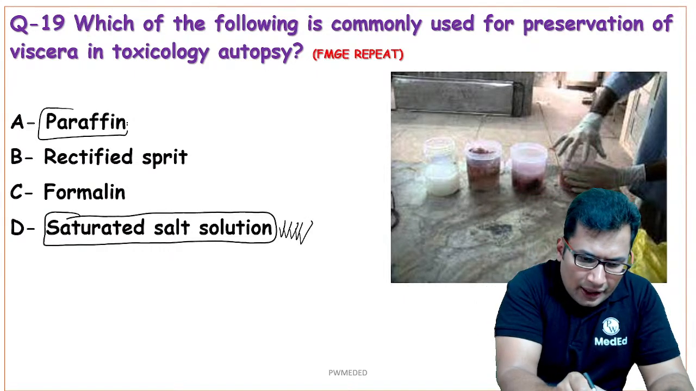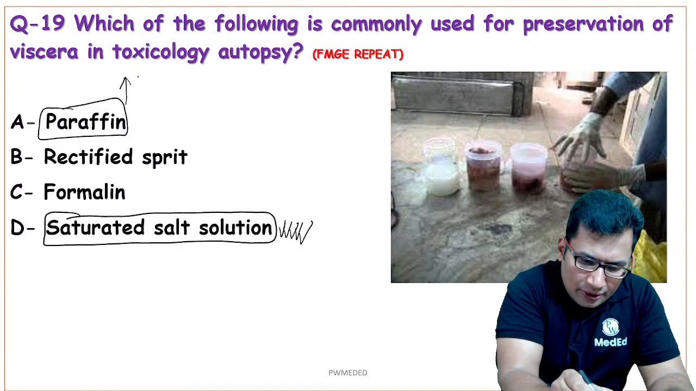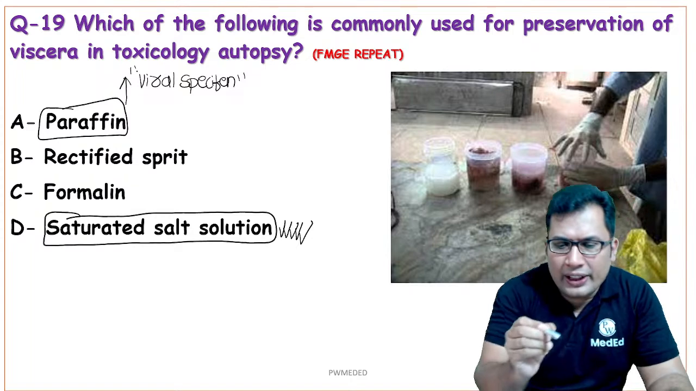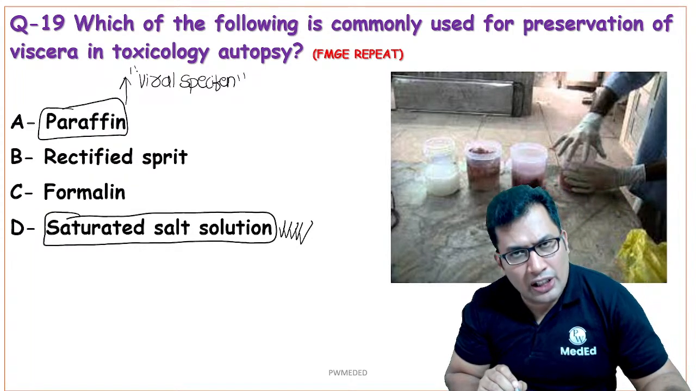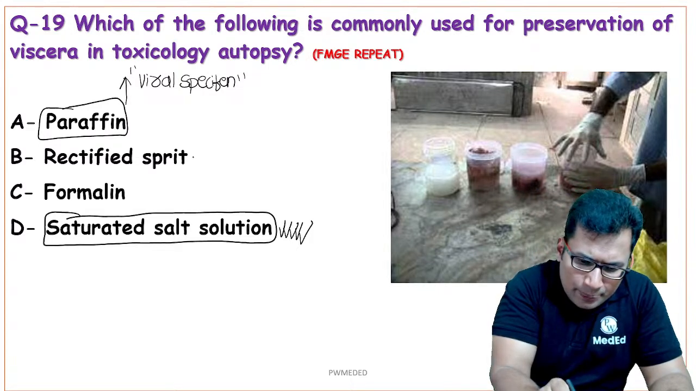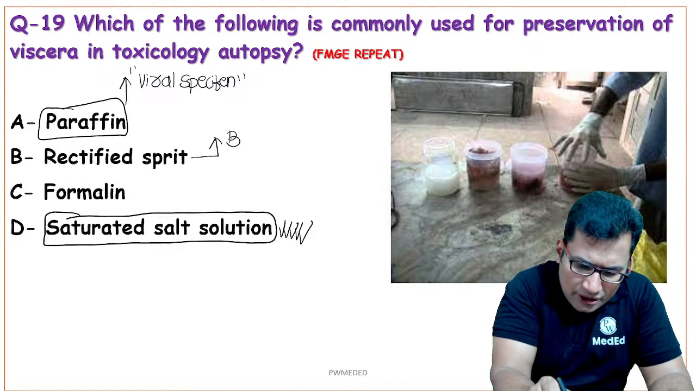Paraffin is used when there is a viral specimen, when the specimen contains some virus, for example COVID-19 virus or HIV virus. In that, paraffin is used. Rectified spirit is one of the best preservatives. Formalin is used in histopathology.